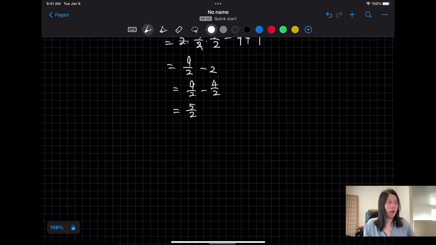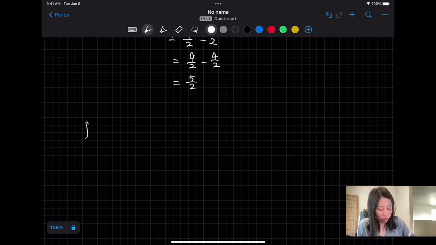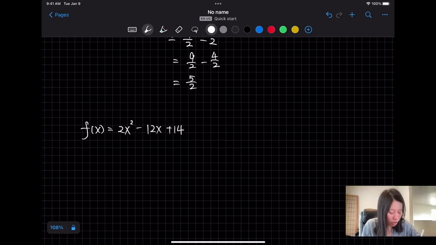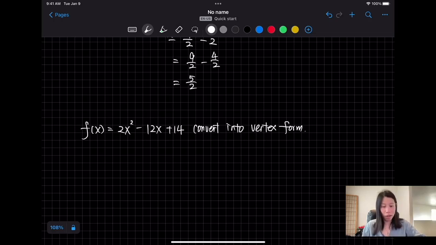So now what if I'm giving you a function f(x) equals 2x squared minus 12x plus 14? How do you convert this into a vertex form? Well, in order to do that, we're going to use a method called completing the square. You might have already learned that in high school. If you don't remember, I'm going to remind you a little bit.